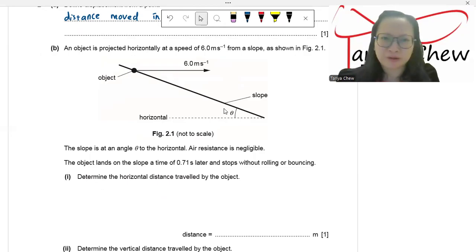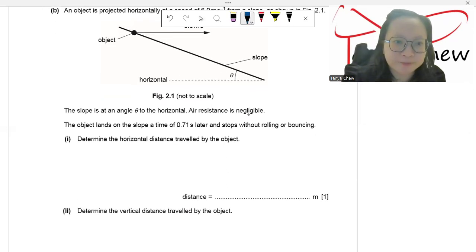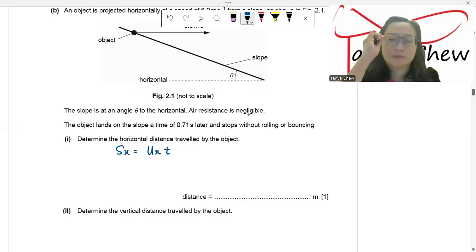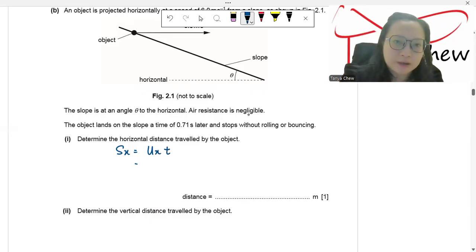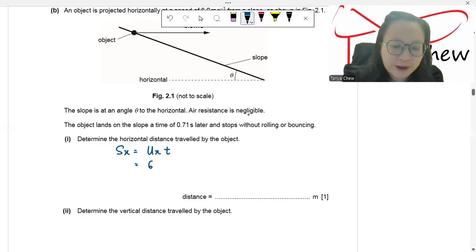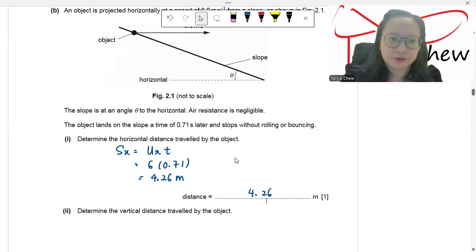Now, for this one, I would like to resolve it into the horizontal direction. You know how? Okay, horizontal distance is equal to horizontal velocity times the time taken. The time taken is already given. Now, horizontal velocity is 6 meters per second because they have already explained the object moves at horizontal speed. Now, 6 times 0.71, and my answer is 4.26 meter. 4.26 meter is the answer.